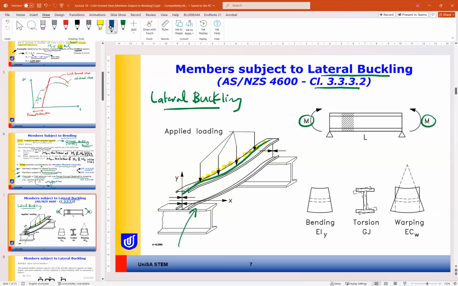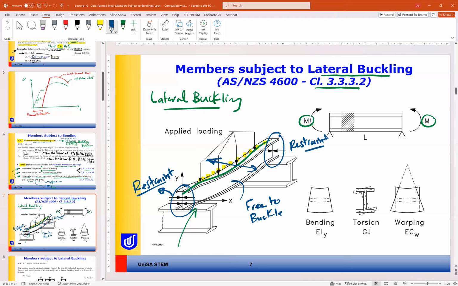This lateral buckling will happen when the beam is restrained at this point and restrained at this point, and free to buckle between the two points. So we have restraint here and restraint here, and the beam itself has the freedom to move laterally in the middle between the two. This is the type of buckling that occurs in a member subjected to bending moment like this. So this is our first case.